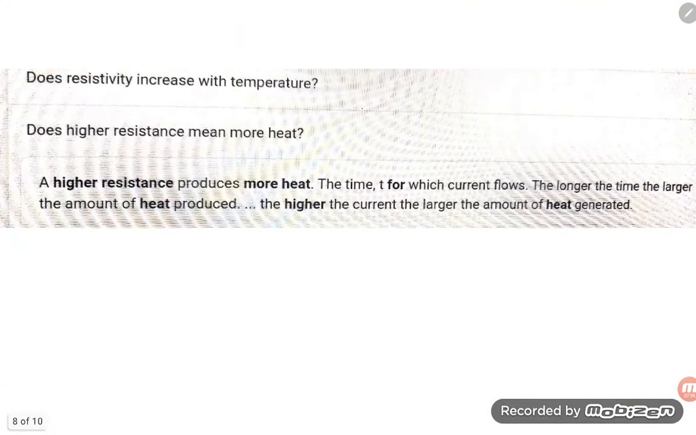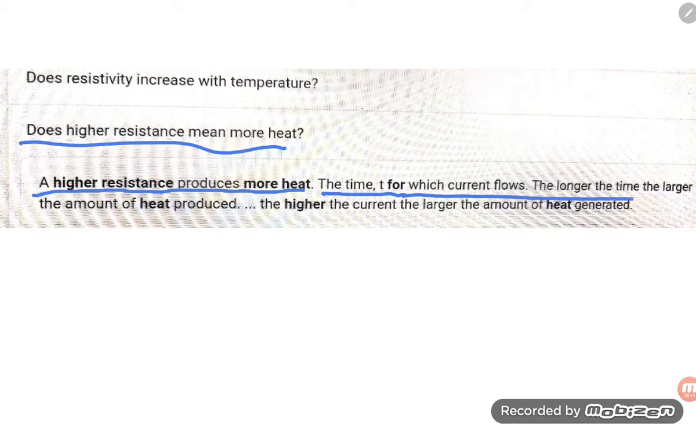Next one: does the resistivity increase with temperature? Does higher resistance mean more heat? High resistance produces more heat. The longer the time t for which current flows, the greater the amount of heat produced. The higher the current, the larger the amount of heat generated.